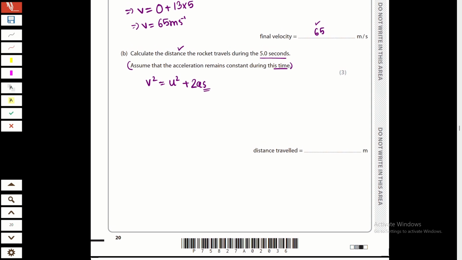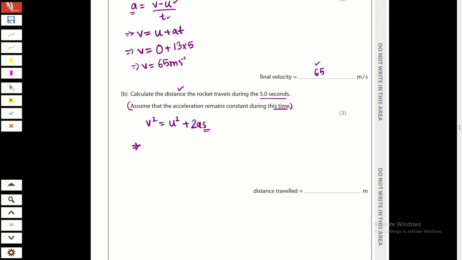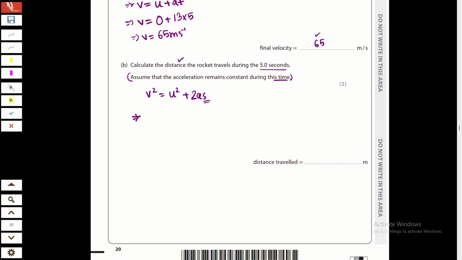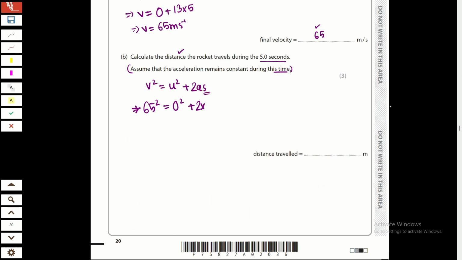S is basically the distance traveled, so we just have to find the value for s, and if we find the value for s, we will get the distance traveled during this 5 seconds. So technically we don't have to know the time in order to calculate the distance, but we have to know the value for final velocity. So we will place the value for final velocity, which is 65 squared, initial velocity is 0 squared plus 2 times acceleration, which is 13, times s.